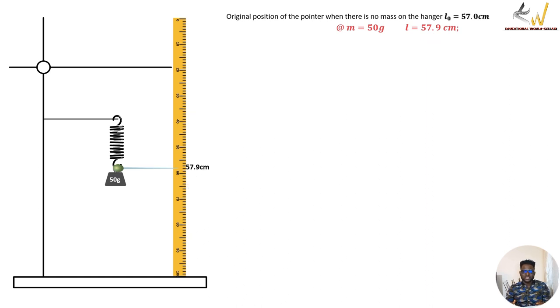So to find the extension, the extension will be the recent length, which is 57.9 cm, minus the 57 cm, which gives us 0.9 cm. 0.9 cm is the difference between the two lengths, so that is the extension. So let us solve for the stiffness or the spring constant k using Hooke's law. Remember, Hooke's law states that force is equal to ke, where e is the extension.